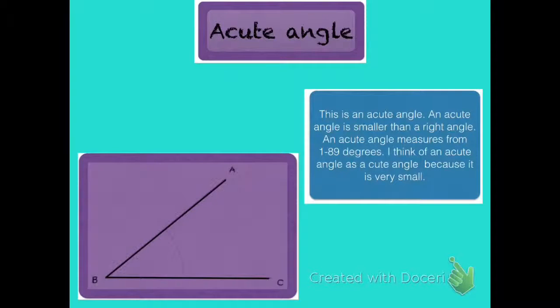Our first kind of angle is an acute angle. This is an acute angle. An acute angle is smaller than a right angle. An acute angle measures from 1 to 89 degrees. I think of an acute angle as acute because it is very small.